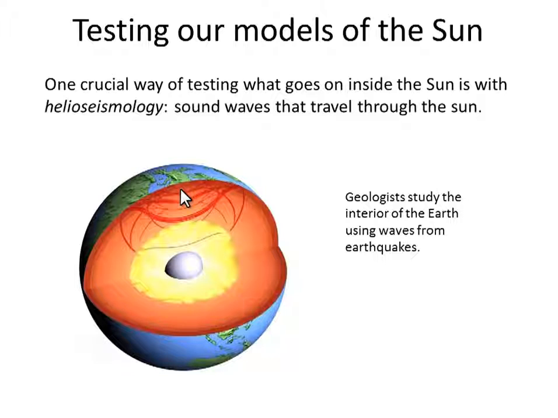And this is how we know the Earth has a solid inner core and a molten outer core, and this layer of hot rock we call the mantle, and the crust on top. This has all been done through earthquakes, which we call seismology.